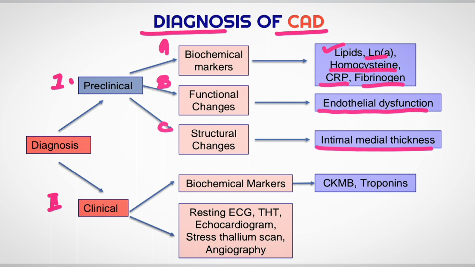In clinical methods, there are two sub-methods known as biochemical markers and the measurement of resting ECG, the TST test, that is thrombin heparin tolerance test, the ECG electrocardiogram, the echocardiogram, and stress thallium scan as well as angiography. The biochemical marker measurement includes the CKMB assessment and the troponin test.